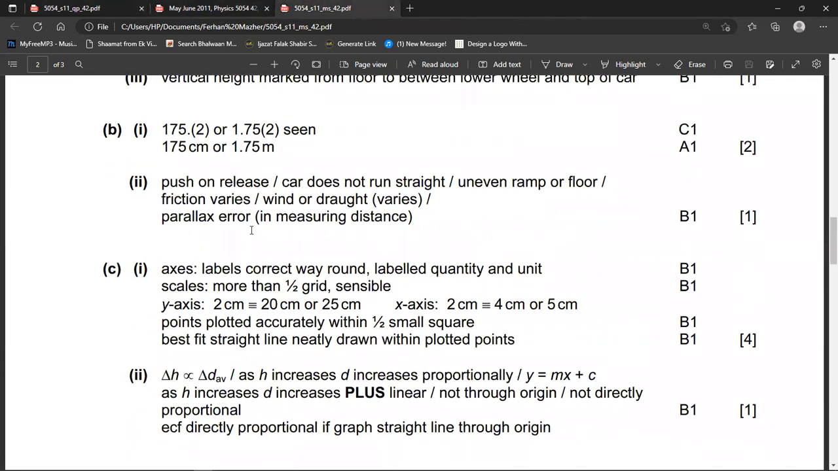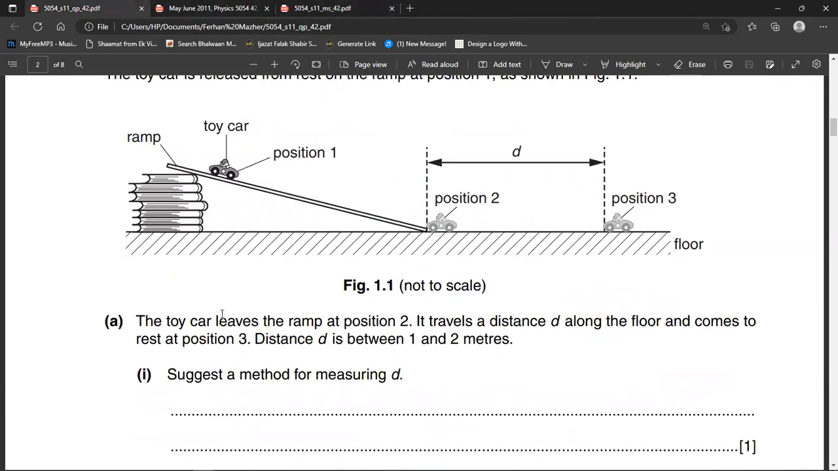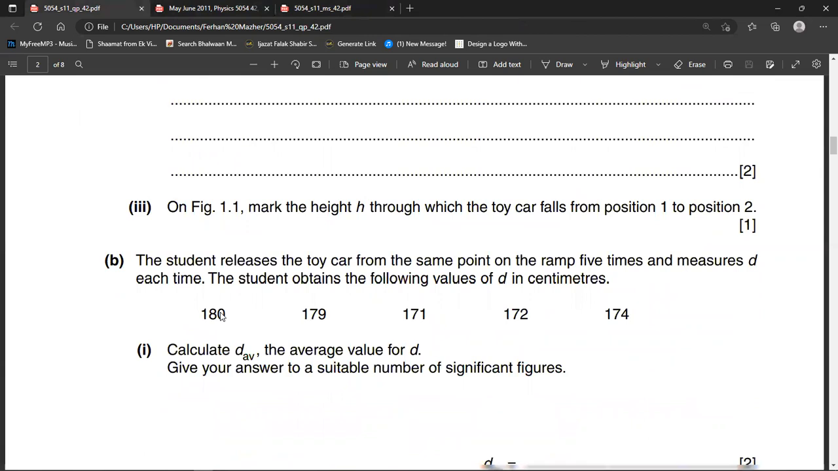So this is the answer showing up on your screen. You can read it. These are alternate answers also. Okay.